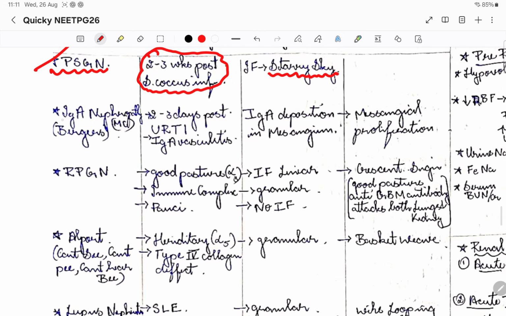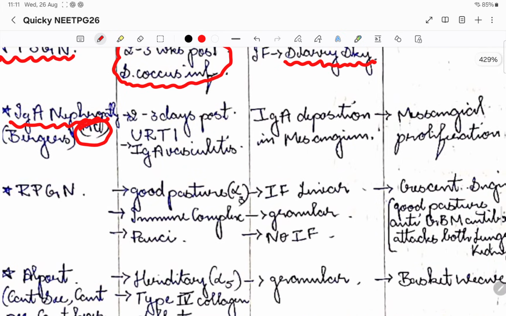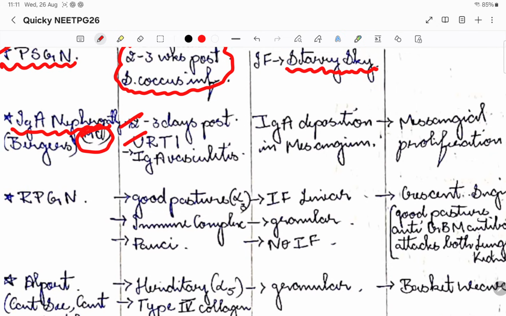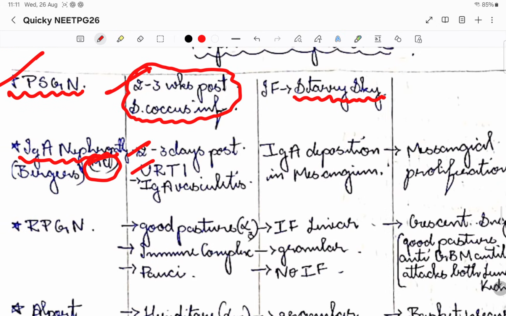Then coming to IgA nephropathy, okay. This is the most common type of nephritic syndrome, okay. If there is IgA nephropathy, it is basically 2 to 3 days post upper respiratory tract infection. See here, it was 2 to 3 weeks after the infection that the patient came in. But here, if the patient presents to you within 2 to 3 days, it is going to be IgA nephropathy. So that is how we can diagnose. And also the patient will have a history of IgA vasculitis, okay. All the types of vasculitis might be there, mainly Buerger's disease. This is a type of vasculitis, right? So this might complicate to IgA nephropathy, okay.